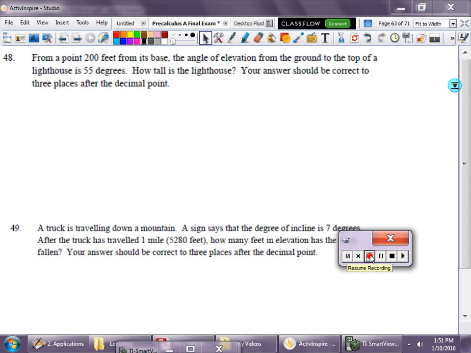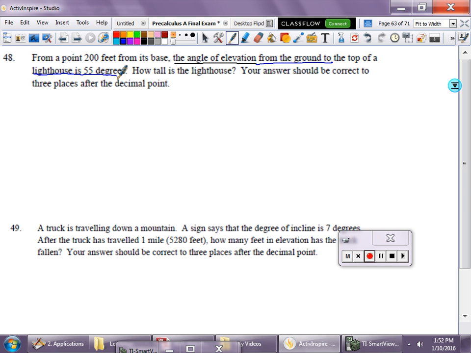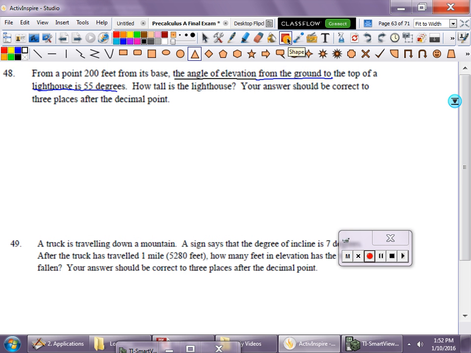Okay, 48. From a point 200 feet from its base, the angle of elevation is 55 degrees from the ground to the top of a lighthouse. A lighthouse is a building, and a building stands erect, so this is a right triangle. Let's go ahead and draw our right triangle.